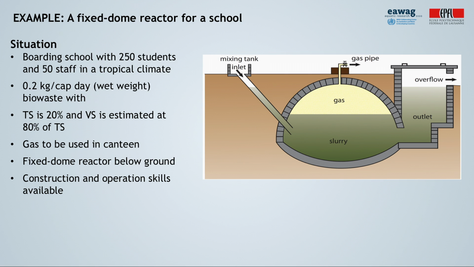We want to build a fixed dome reactor below ground. The picture is here to illustrate how this should look like. And we know that the construction and operational skills are available on site. So, what should we calculate?